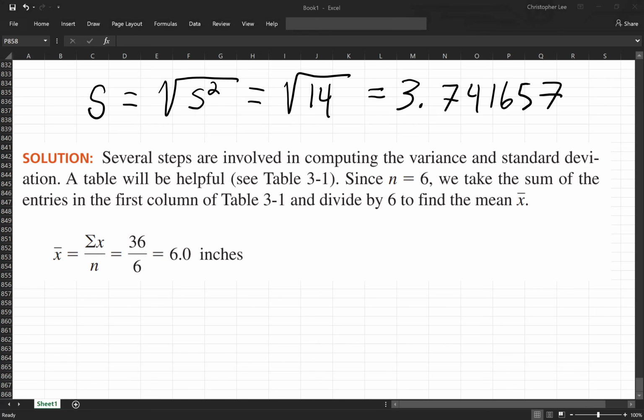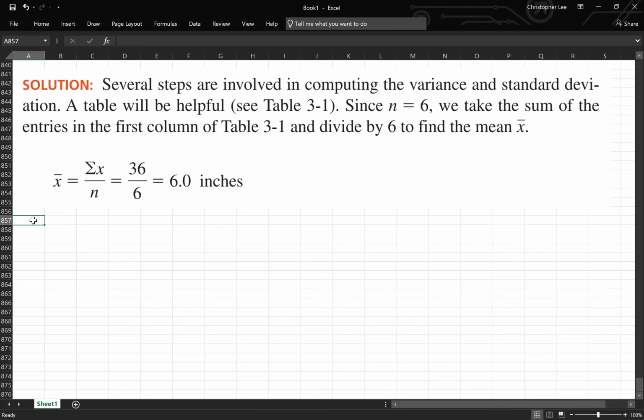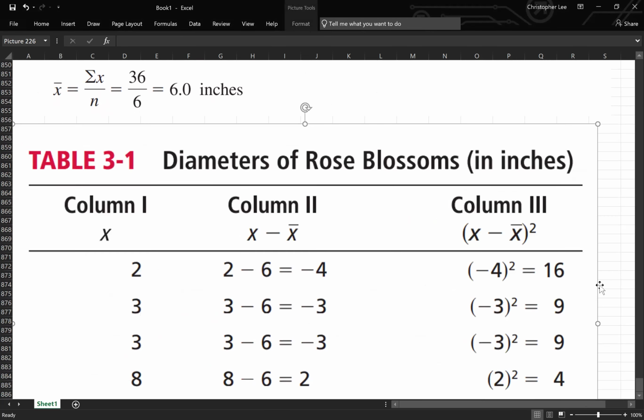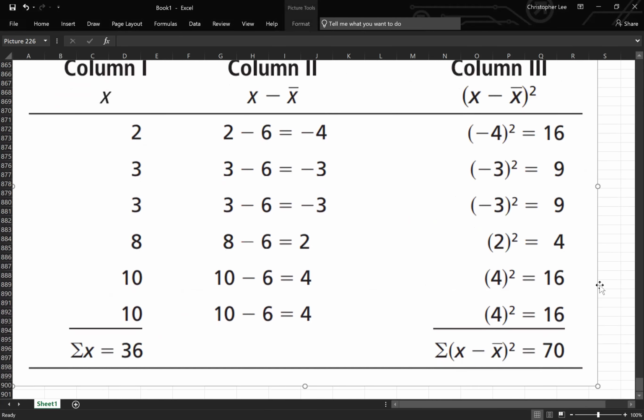And then we make a table, similar to what we made, but now instead of 2 columns, we need 3 columns. All right. And then in column 1, you have the original x's that you were given at the start of the problem. Column 2, we're just finding the difference of each x value from the mean, right? So 2 minus the mean, which is 6, which is going to give me -4. 3 minus 6, -3, etc. I'm subtracting each x value from the mean.